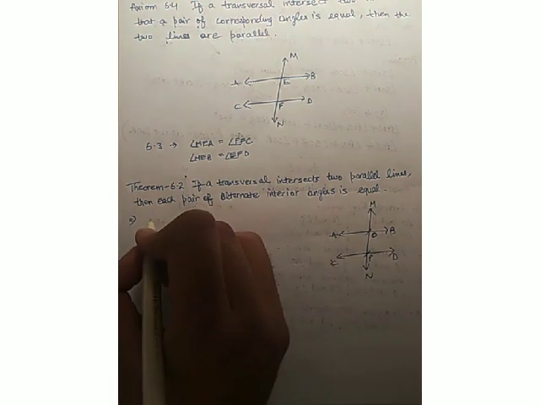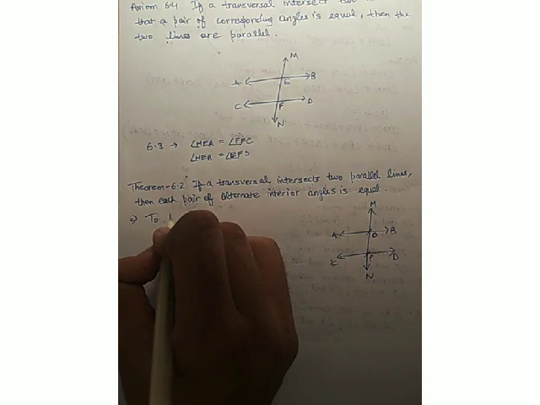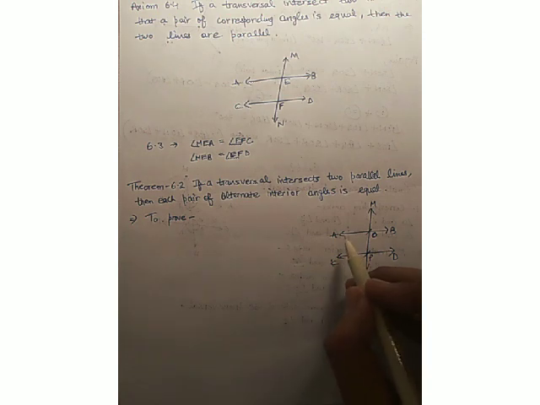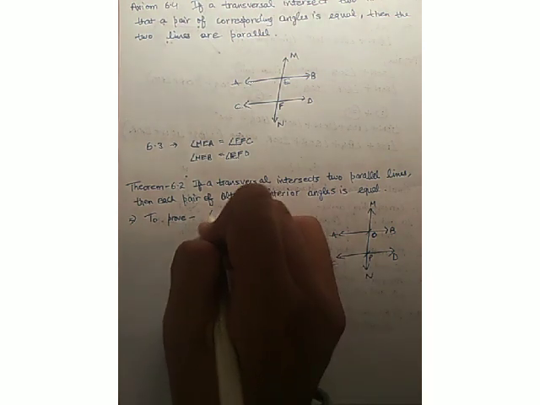Now what we have to prove? We have to prove equality of the alternate interior angles. Alternate interior angles are angle AOP and angle OPD.